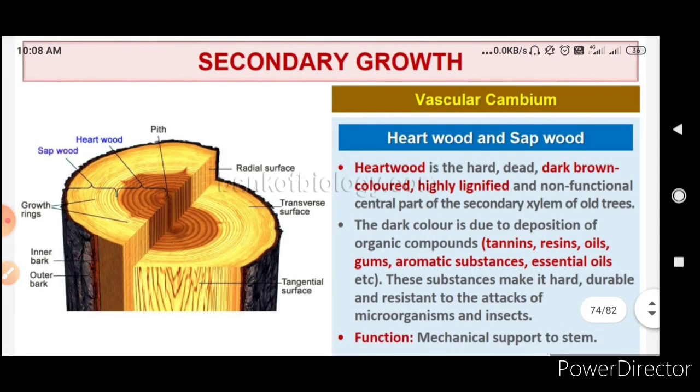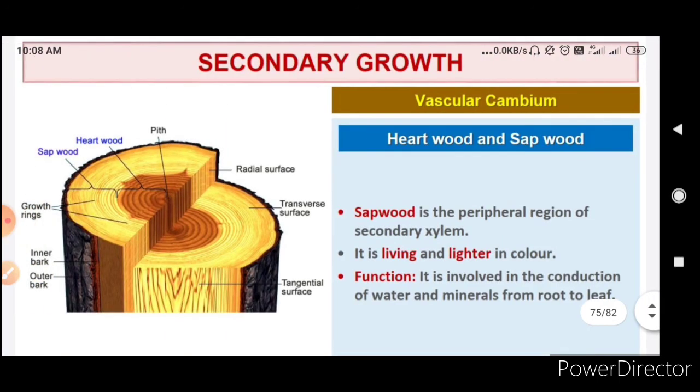Now heartwood was a hard, dead, dark brown colored, highly lignified, non-functional central part of the secondary xylem, and it was due to the deposition of many organic compounds like tannins, resins, oils, gums, aromatic substances, essential oils, and its function was mechanical support. While the sapwood was a peripheral region of the secondary xylem, and it was living and lighter in color, and its function was the conduction of water and minerals from root to leaf. Okay, so this was the secondary growth in stem.